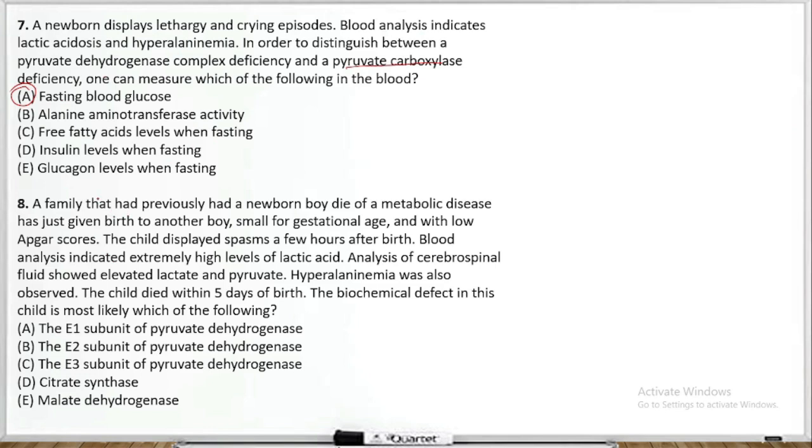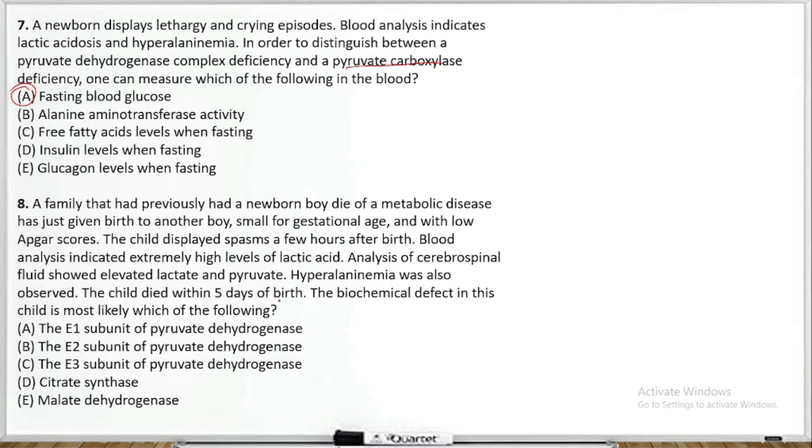Question 8. A family that had previously had a newborn boy die to a metabolic disease had just given birth to another boy, small for gestational age and with a low APGAR score. The boy displayed spasm a few hours after birth. Blood analysis indicated extremely high levels of lactic acid. Analysis of cerebrospinal fluid showed elevated lactate and pyruvate. Hyperalaninemia was also observed. The boy died within 5 days of birth.